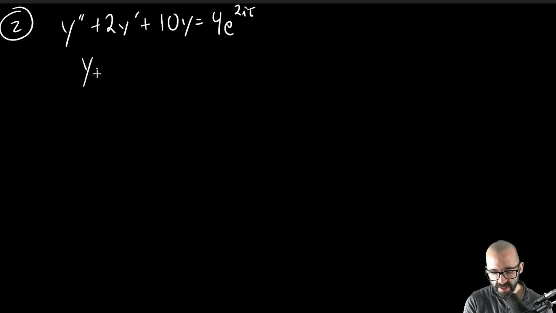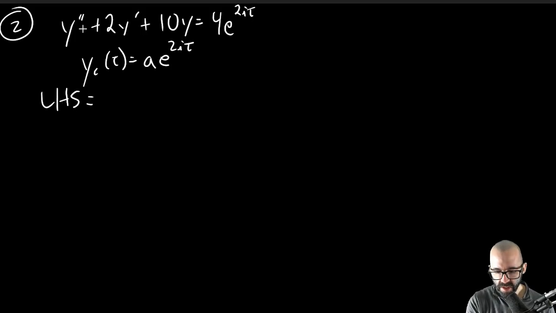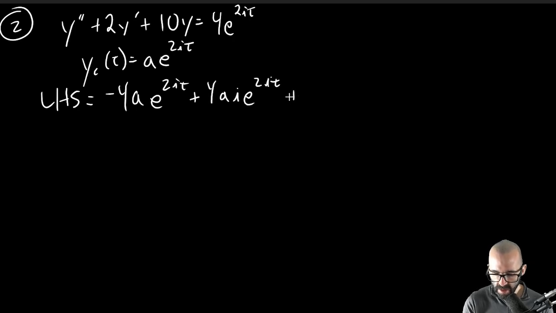So we're going to guess that our complex valued solution is going to be a, which can be a complex number, times e to the 2it. And again, we choose 2it because we want these to match. Plug things in, look at the left-hand side, look at the right-hand side, see what we get. Take the second derivative, you're going to get a 4i squared, which is negative 4a e to the 2it, plus 2 times the first derivative is going to give you 4ai e to the 2it, plus 10 times the original function, a e to the 2it.